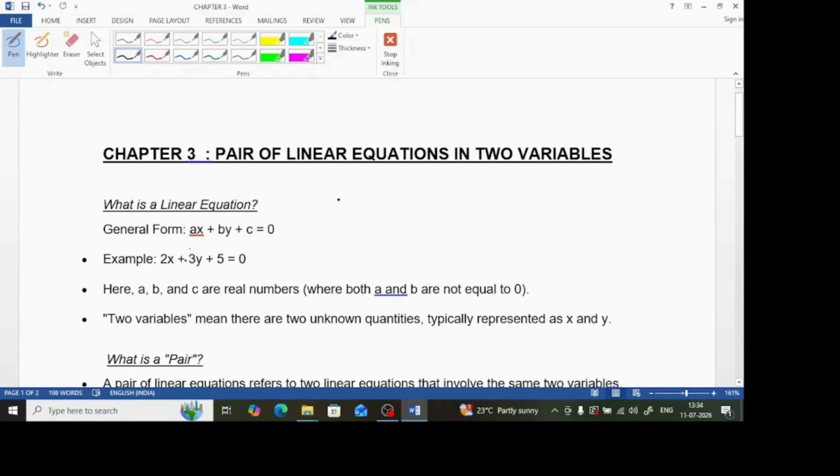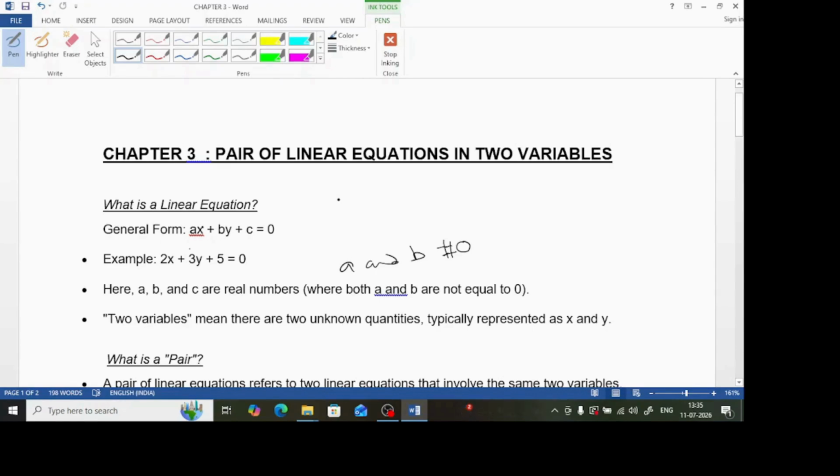Now it is 2x plus 3y plus 5 is equal to 0. The values of a, b and c can be any real number, but the values of a and b cannot be 0. The value of a and b is not equal to 0. A, b and c can be any real number, meaning a combination of any rational or irrational number. Two variables mean there are two unknown quantities, that is x and y are not known.